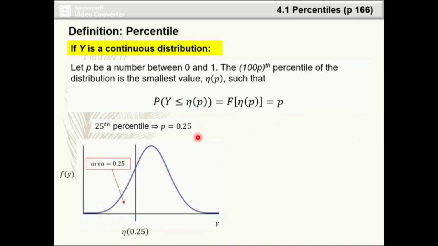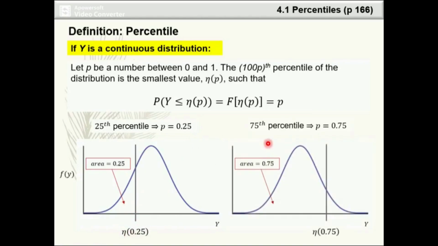That means the 25th percentile, the value we're interested in, eta 0.25, is this value on this axis, such that the area to the left is 0.25. Similarly, if I wanted the 75th percentile, p is 0.75. Therefore, that 75th percentile is eta 0.75. So it's the value on the y-axis such that the area to the left of that value is 0.75.